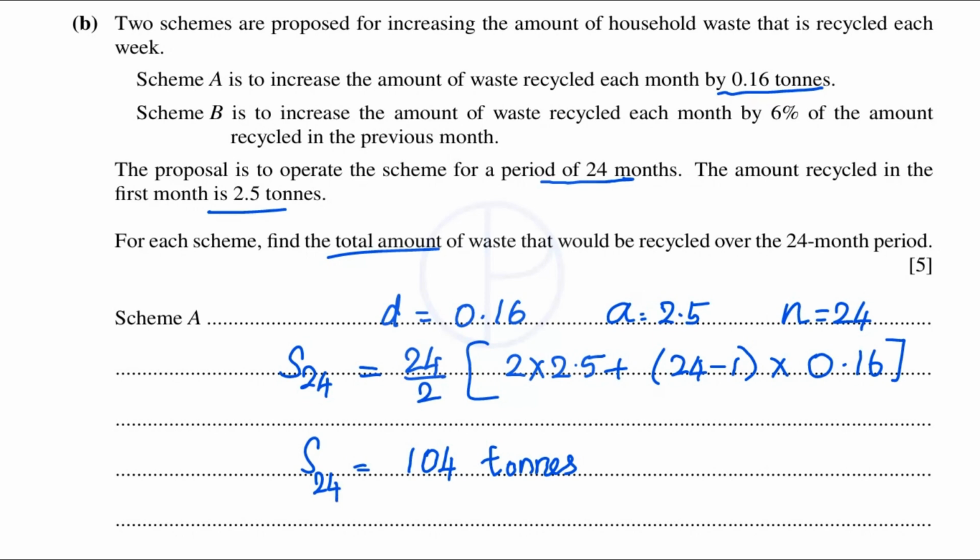Next, scheme B. So the amount will be increased each month by 6% of the amount recycled in the previous month. Okay. So every time it gets increased 6% of the previous value. That means it's a multiplication. Okay. So we are going to take a geometric progression here.